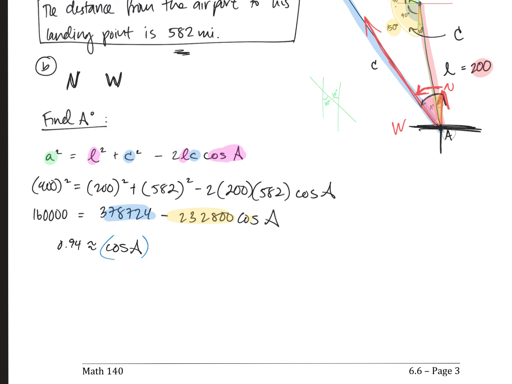Alrighty, how do we solve for the A value inside cosine? We're going to go ahead and use cosine inverse. So go ahead, cosine inverse both sides. And then we get cosine inverse of 0.94. It's approximately equal to A. And then, plugging that into the calculator, make sure you're in degrees, we get 19.75 degrees. It's approximately equal to A.